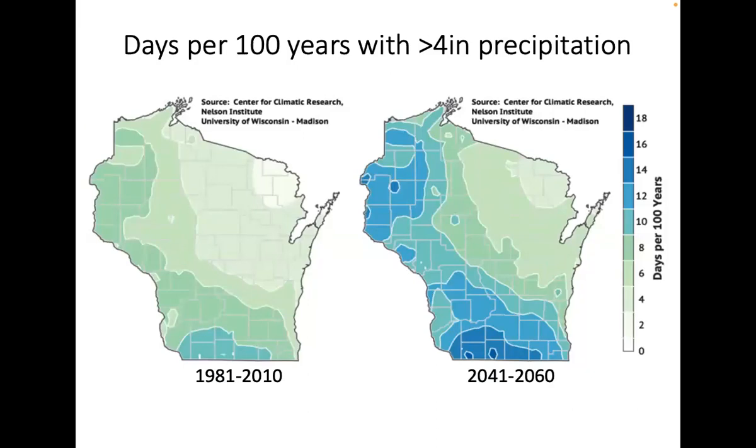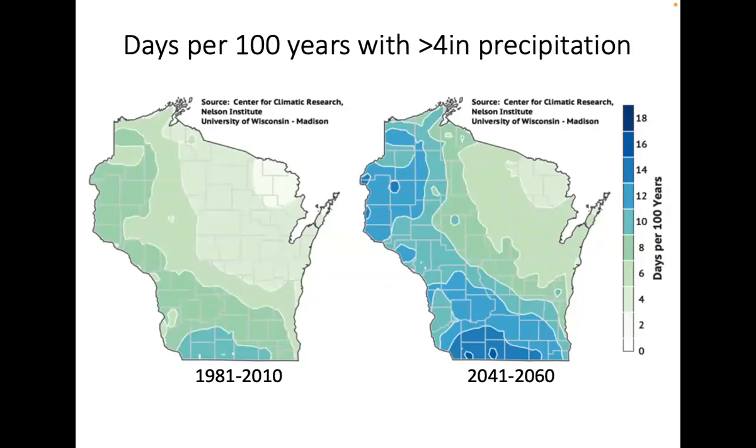So if we look on the left here, we have a map of days every 100 years with greater than 4 inches of precipitation. So, you know, how many days are having heavy, heavy rainfall? 1980s to 2010, spread about the state, but what you can focus on is 2040 to 2060. These are going to become a lot more common due to climate change.